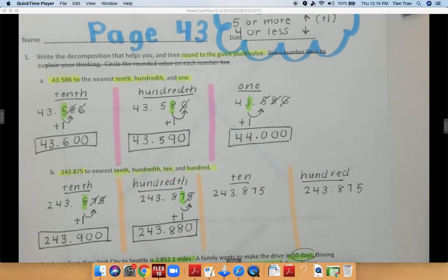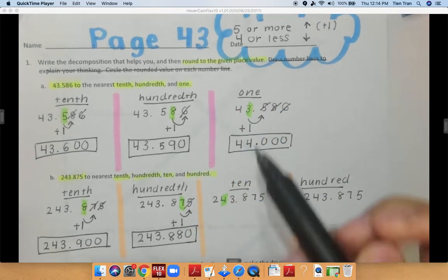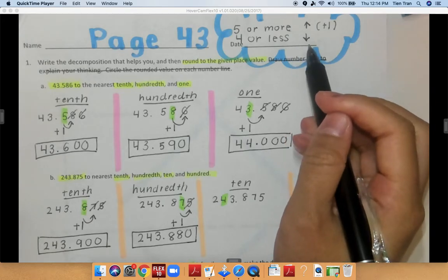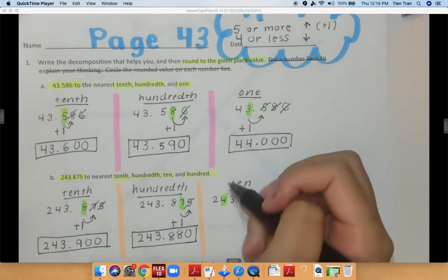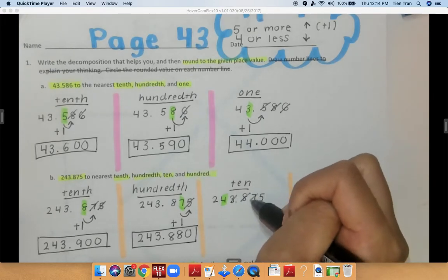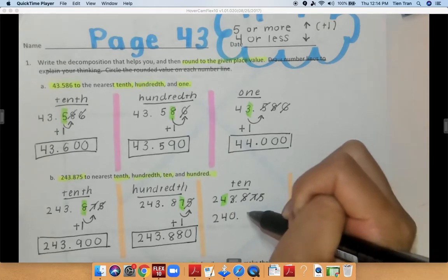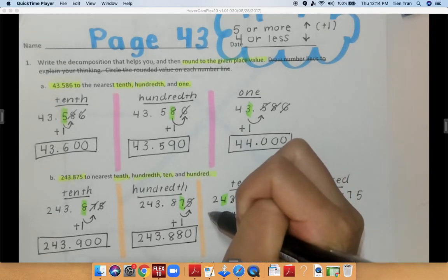Now the next problem, they asked me to round to the tens place. I have a number 4, okay? 4 or less, you let it rest. That means you don't change anything except for the numbers behind it are all going to change to zeros, okay? So I have 24, and then I add my 0, my decimal, and all my other zeros.